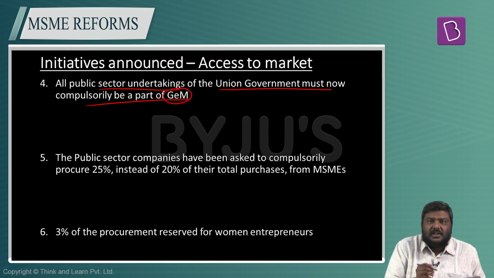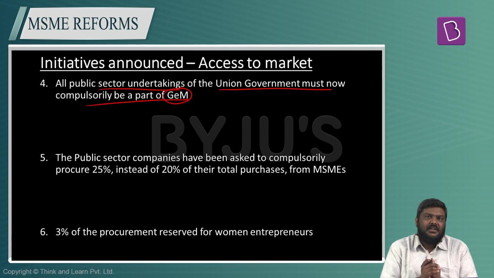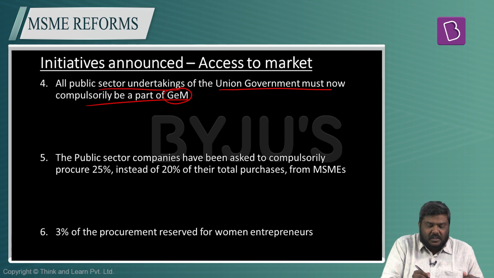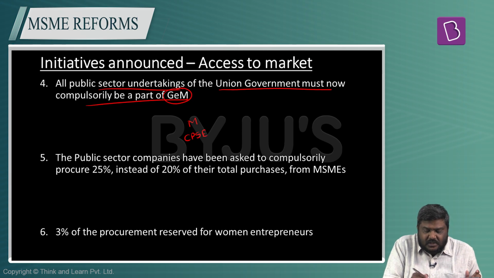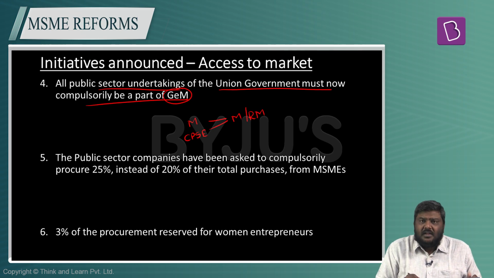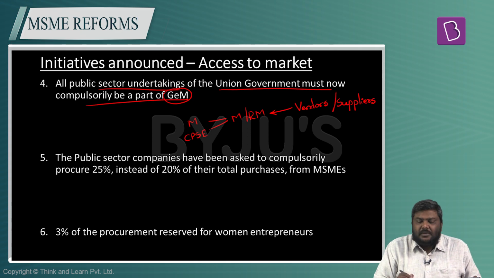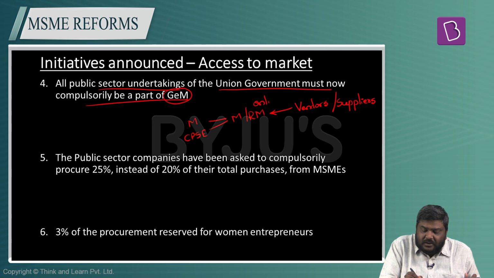GEM stands for Government E-Marketplace. The object of a GEM is that, let's say here is a ministry or a central public sector enterprise. They want to purchase certain machineries or raw materials. Under the GEM, there will be a list of vendors or suppliers who will quote the prices or put the tenders in an online platform.